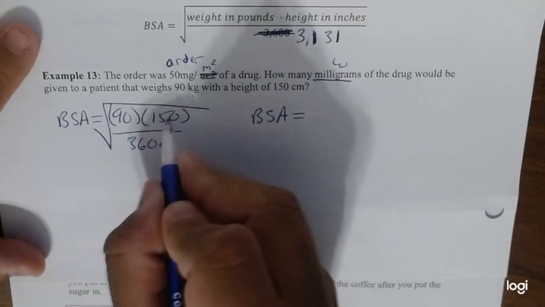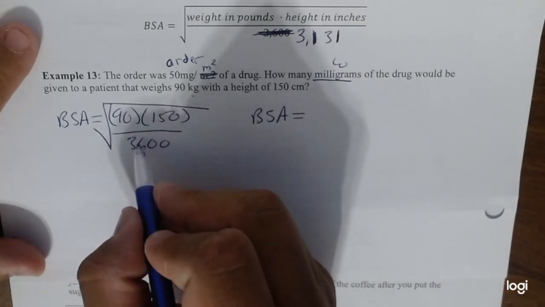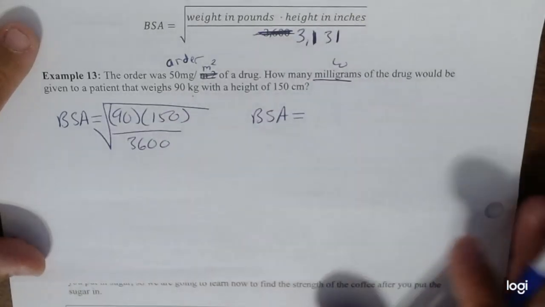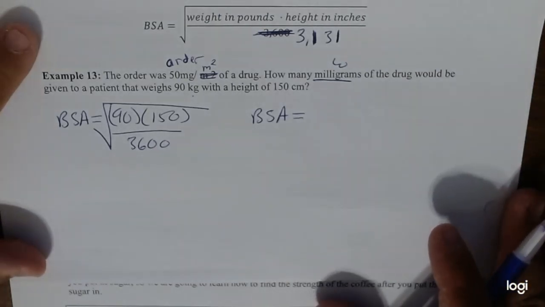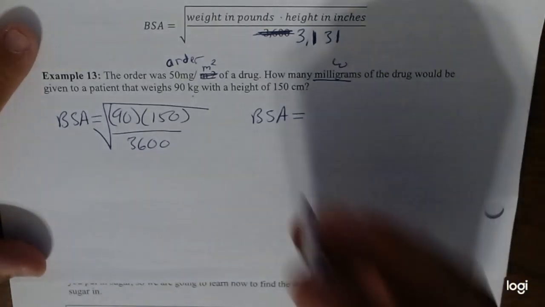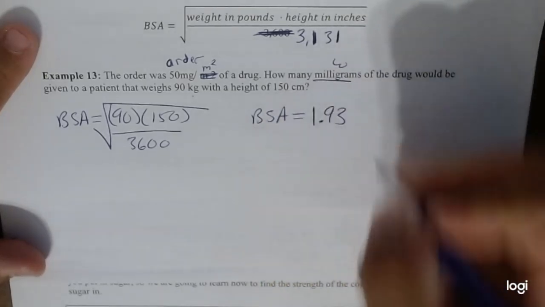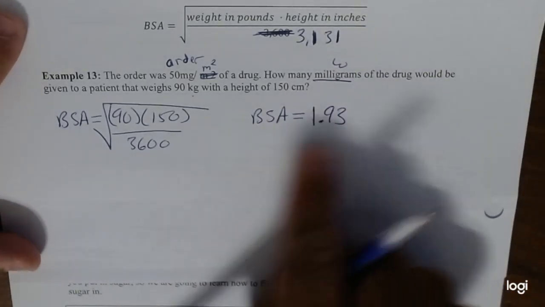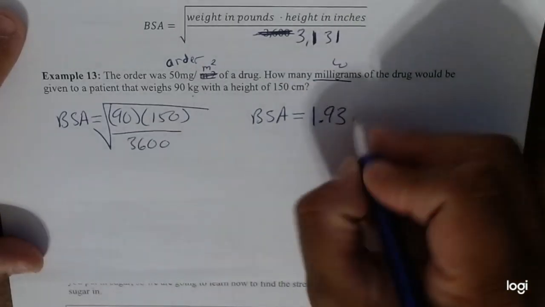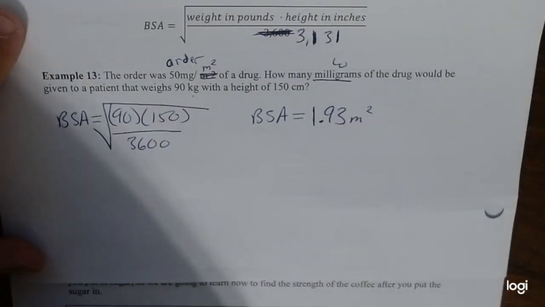So multiply these two, right? Then divide it. Then finally take the square root, right? So just go ahead and pause it. And hopefully you guys got roughly 1.93-ish, approximately. Okay, if you're off by a little bit, no worries, just how to rounding when it comes to it. So that's your BSA, again, in meters squared.